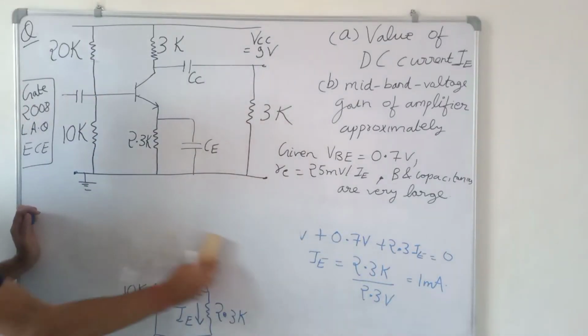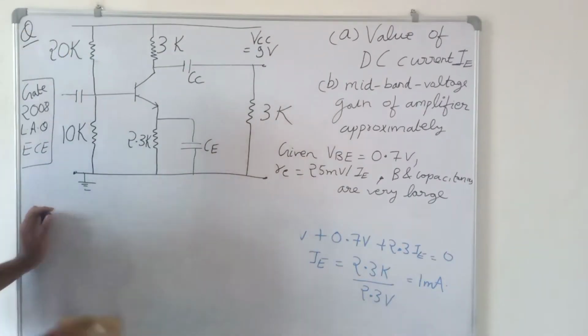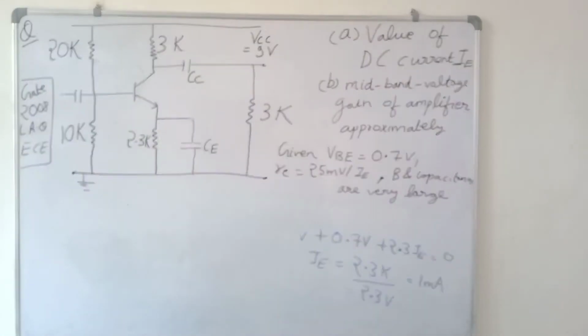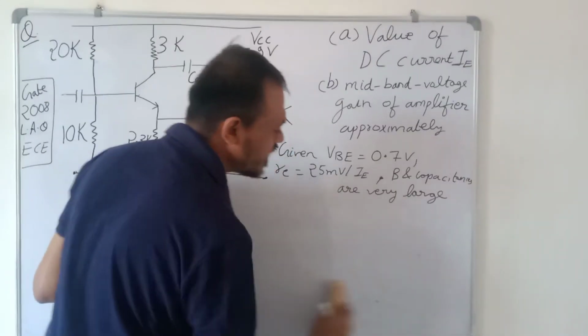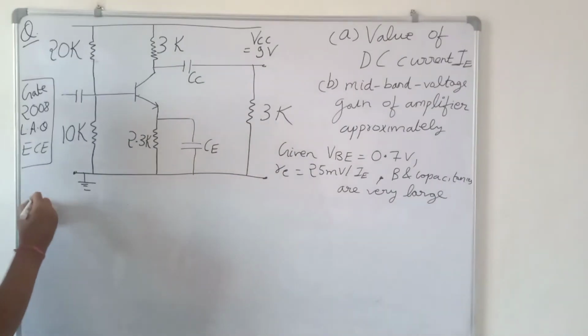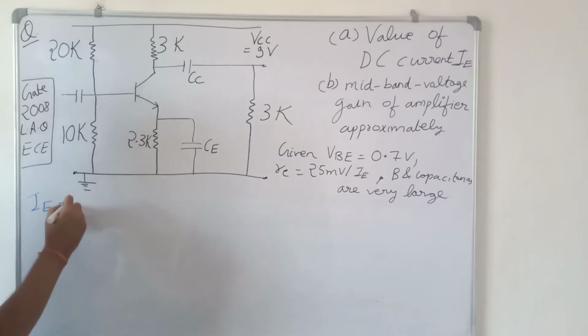So now we have to find the mid-band voltage gain of the amplifier. So obviously, to find the mid-band voltage gain of the amplifier, we have to do the AC analysis. First we have found out IE is 1 milliampere and IB is 0, so IC will also be equal to 1 milliampere.